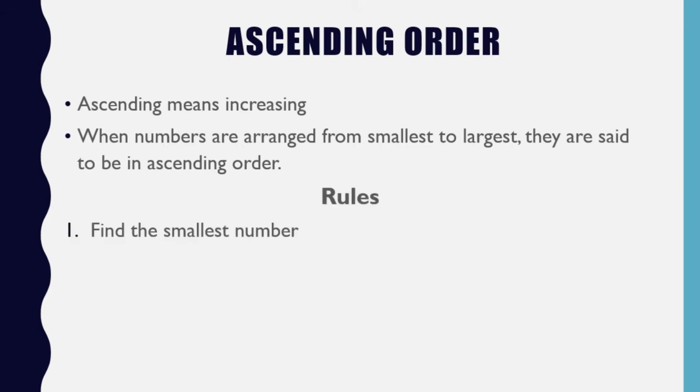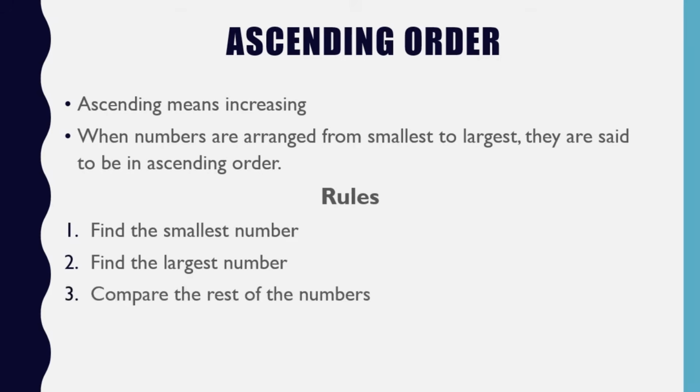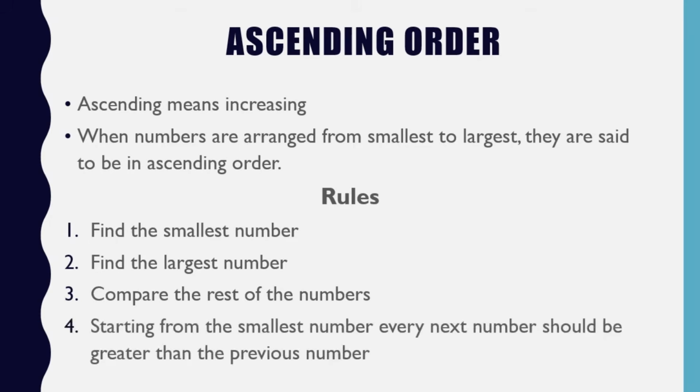The first rule is find the smallest number. Second rule is find the largest number. Third rule is compare the rest of the numbers. And lastly, starting from the smallest number, every next number should be greater than the previous number.